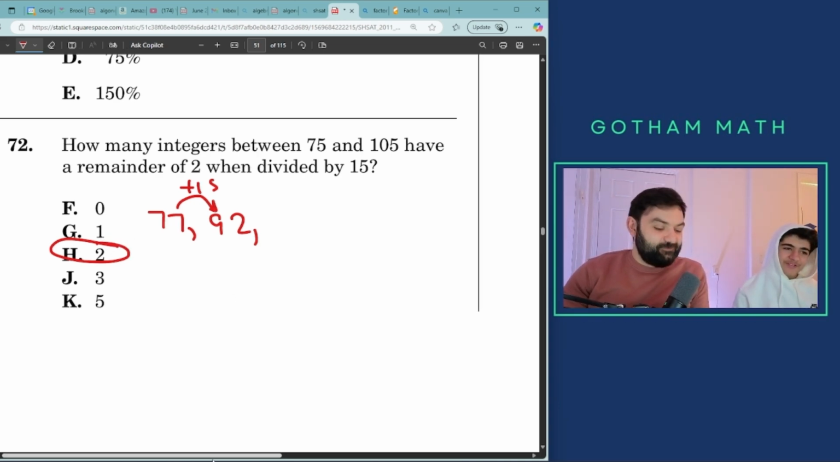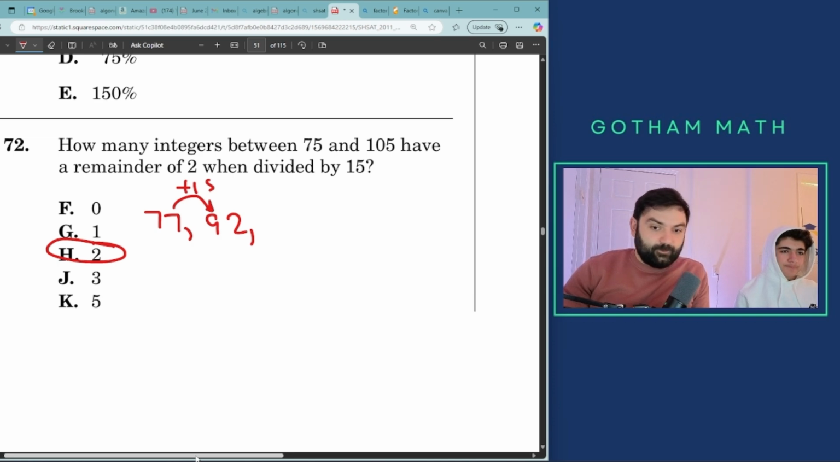I thought about it differently. I thought the result was 2, so I did 2 times 15, which is 30. I'm like, 75 is not 30, so I just put 0. Okay, moving on. Number 73, got it right.